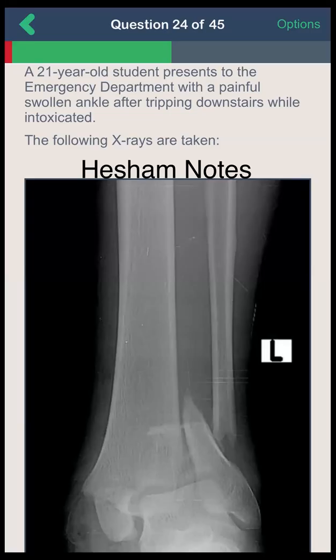Another one. A 21 years old student presented to the emergency department with a painful swollen ankle after tripping downstairs while intoxicated. The following X-ray is shown. Sir, it is a fracture of the medial malleolus, along with fracture of the lateral malleolus. It is a bimalleolar fracture, sir.